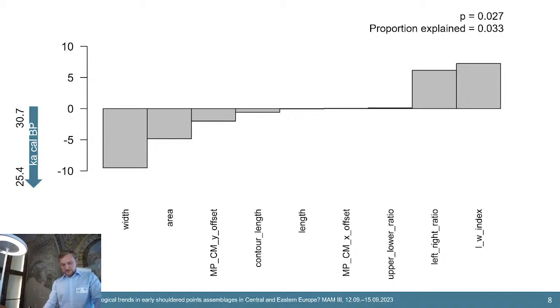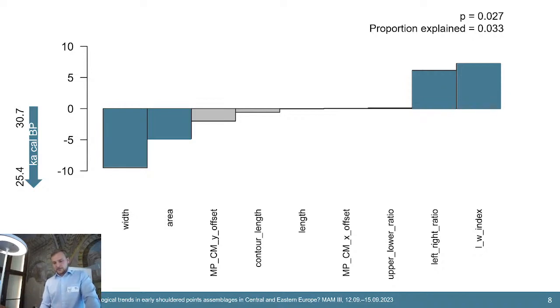Features with negative values are increasing with the ongoing of time and vice versa. We observe that the shoulder points of the late Gravettian become wider, while at the same time nothing significant happens with the length. Therefore, the length width index is decreasing. Also, the overall area of the pieces increases. The change in the left to right ratio indicates a trend towards more asymmetric pieces towards the end of the Gravettian.